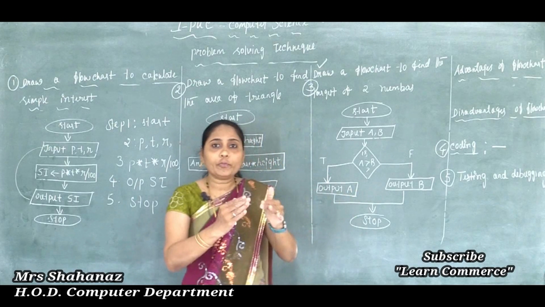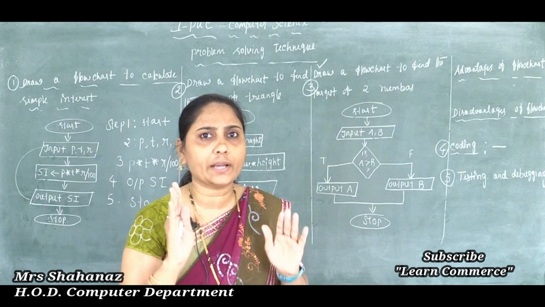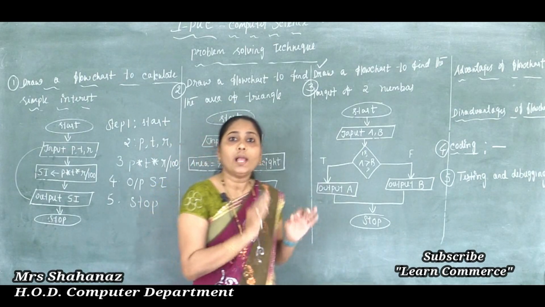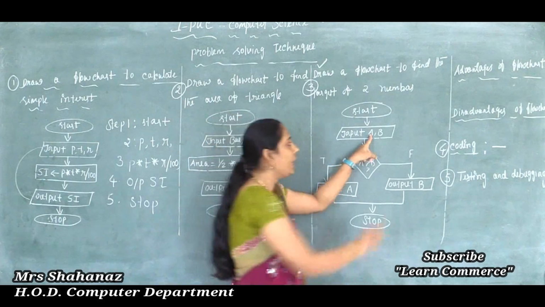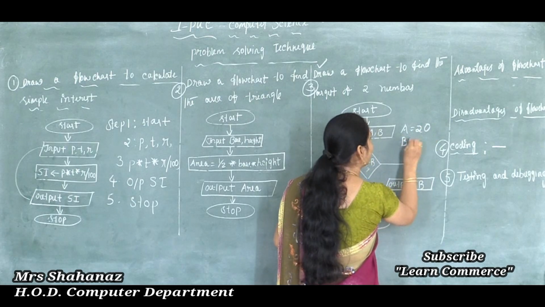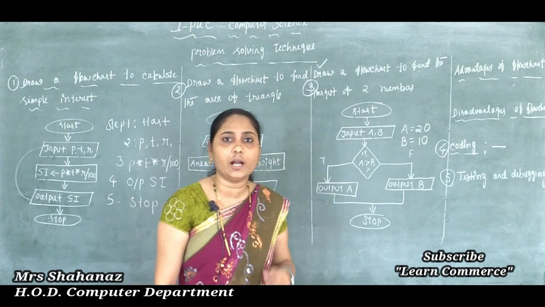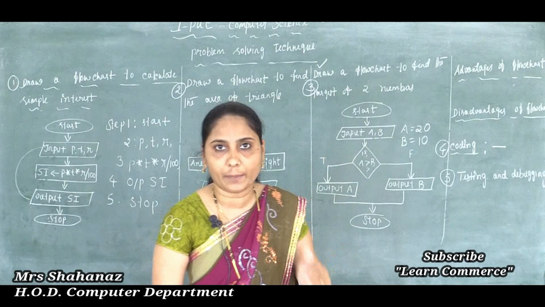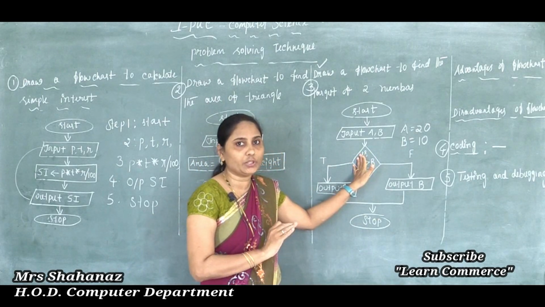And note that after inputting, we are using not only the variable, we are using it simply. After that, we add some value, that is called the numbers, into the variable. So maybe A value is equal to 20 and B value is equal to 10. It's just an assumption. Any value we can take here. So after taking the value into the variables, I am inputting some value into the variable.